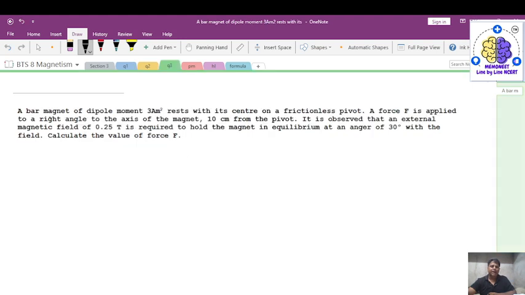Now next it says a bar magnet of dipole moment 3 ampere meter square rests with its center on a frictionless pivot. A force F is applied at a right angle to the axis of the magnet, 10 centimeter from the pivot. It is observed that an external magnetic field of 0.25 Tesla is required to hold the magnet in equilibrium at an angle of 30 degree with the field. Calculate the value of F.